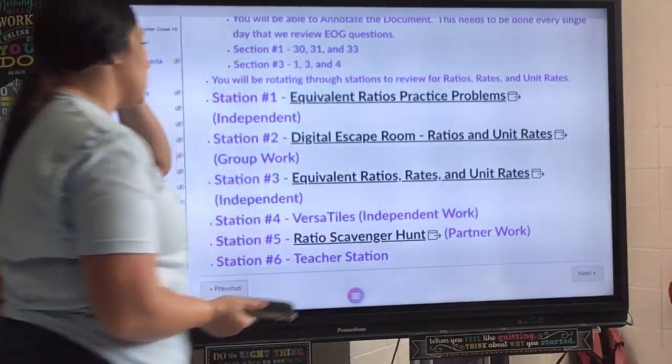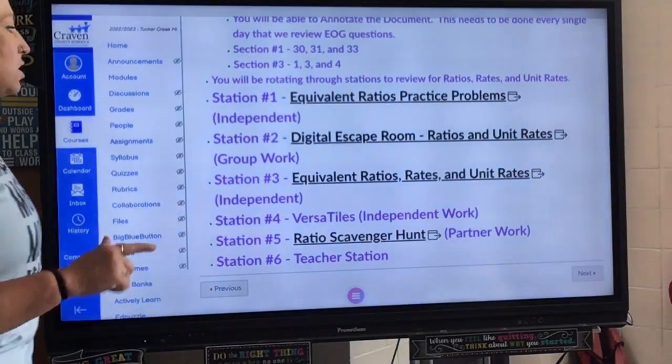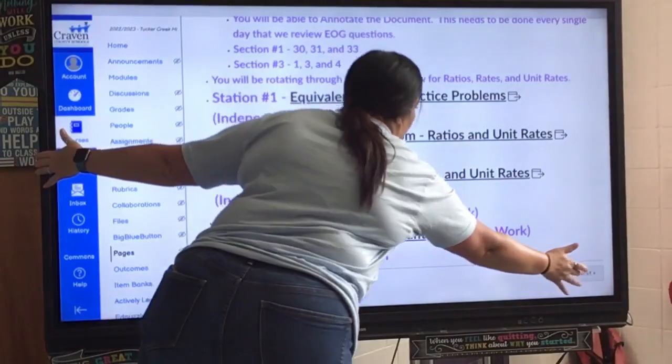So these are the different stations that you're going to be going to today, and you're actually going to be working in your stations with your groups. I did change the station setup a little bit.